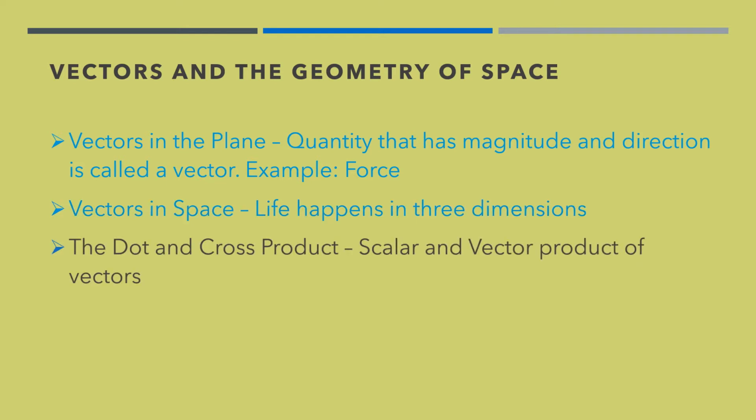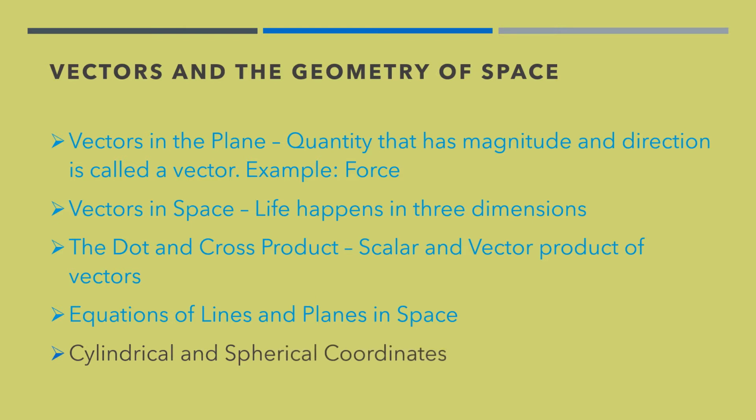The dot and cross products. These are the different operations of vectors. The dot product is a scalar product and the cross product will be your vector product. So a symbolic representation will be used, like a dot or a cross, to multiply two vectors. And then we have the equations of lines and planes in space. We have two different types of coordinates, cylindrical coordinates and spherical coordinates, apart from the Cartesian coordinates.